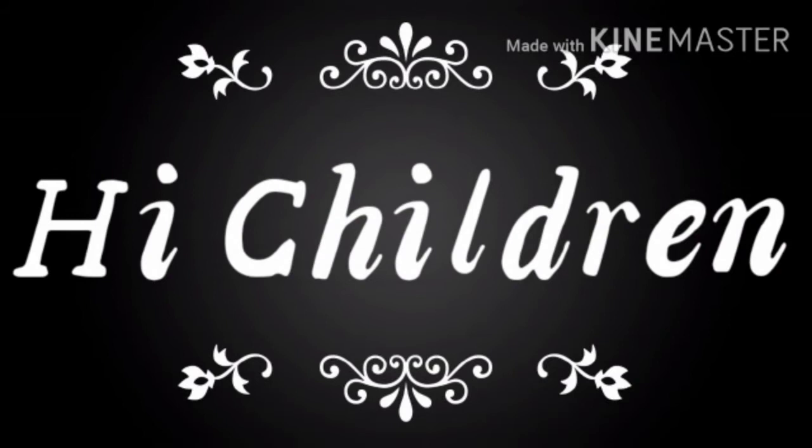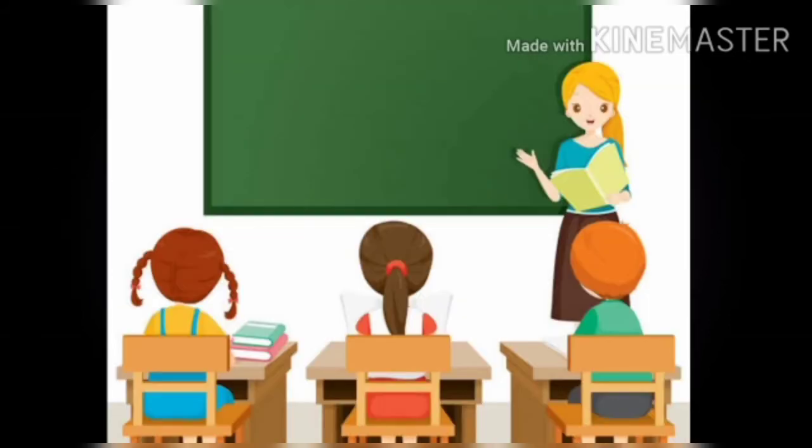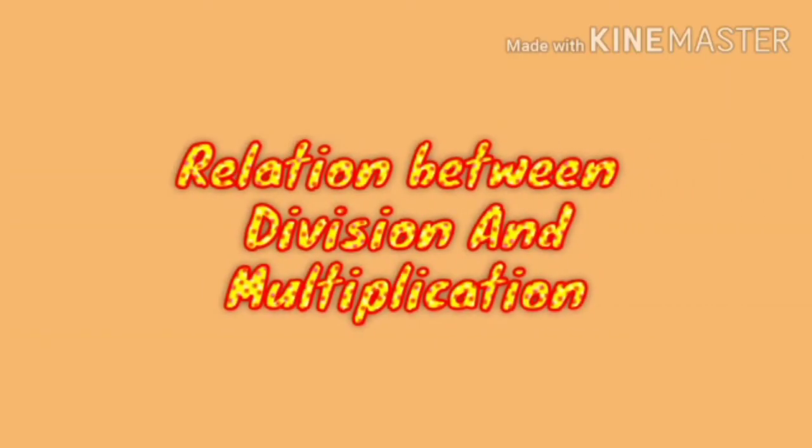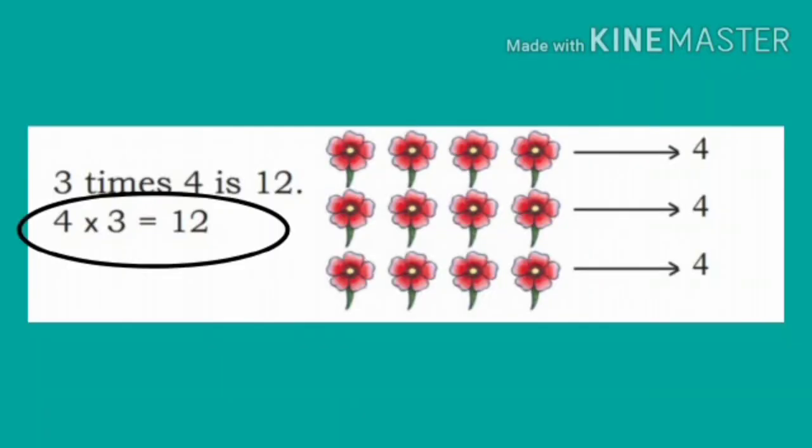Hi children, today we are going to learn about the relation between division and multiplication. Children, you already know the multiplication form: 4 into 3 is equal to 12.